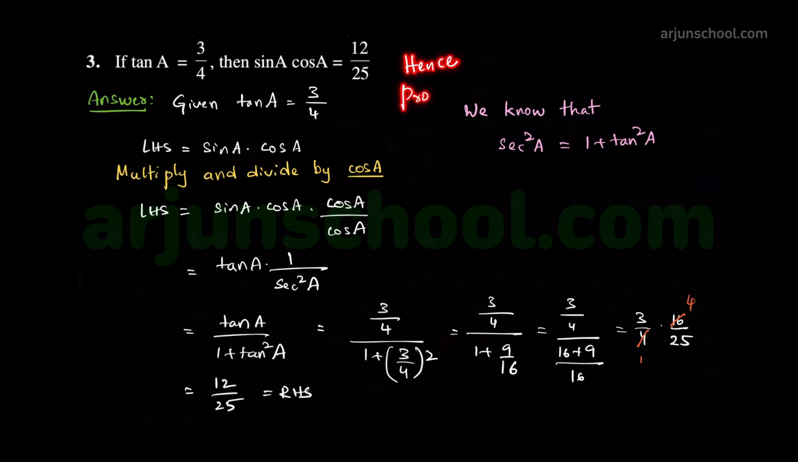Hence, we have proved that sin A into cos A is equal to 12 by 25 if tan A is equal to 3 by 4.